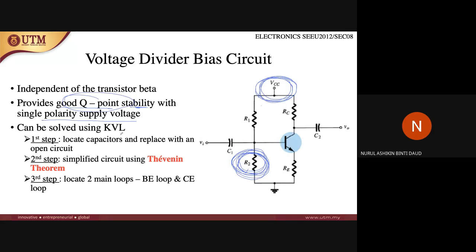Let's look at how to solve this kind of circuit. The first step, as usual, is to replace the capacitors. Remember, we need to remove these capacitors, ignore them and make them an open circuit. The second step is to simplify using Thevenin theorem, which we are going to look at later on. The third step is to locate two main loops, the BE loop and the CE loop.